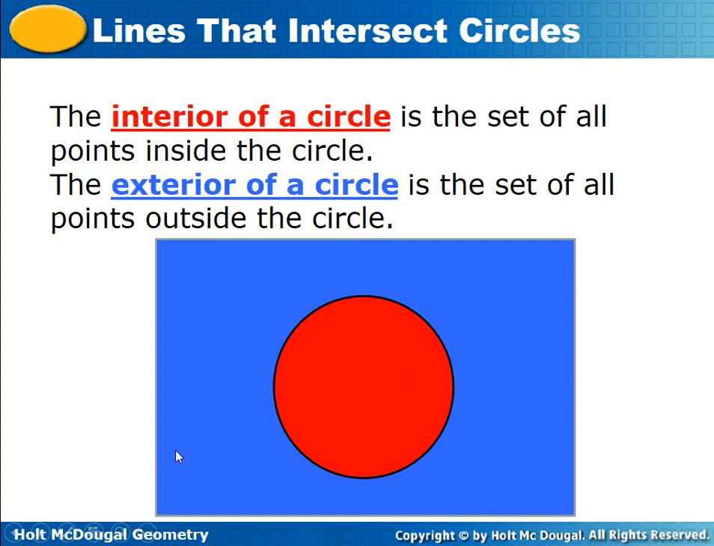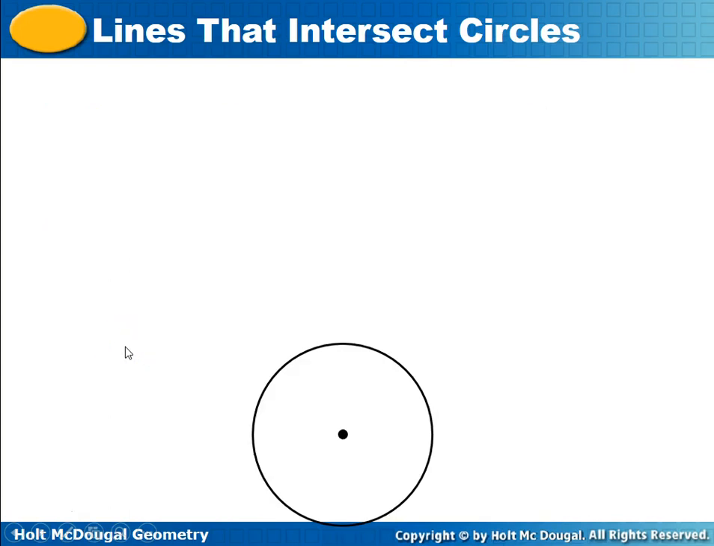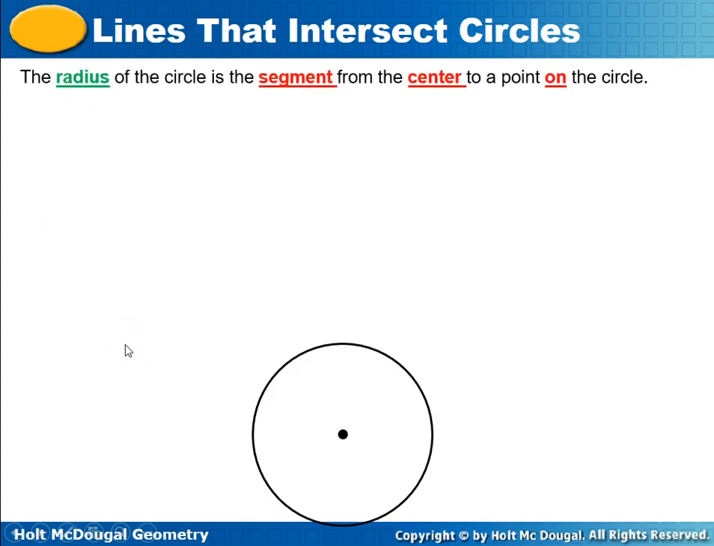So when we talk about the interior of a circle, I asked my students what the interior was, and they said inside. So it's the set of points inside the circle, and in this picture, those are all the red points. And then the exterior of a circle is the set of all the points outside the circle, and in this picture, that is blue. Then we're going to talk about these different terms.